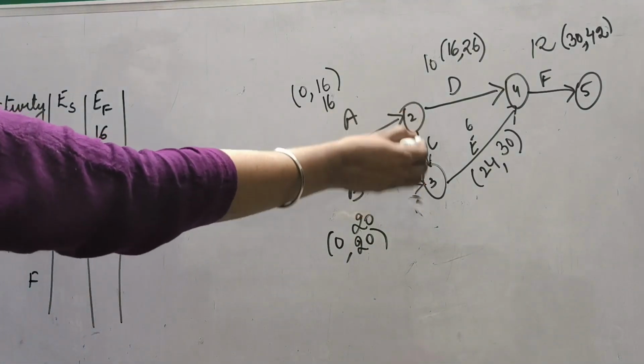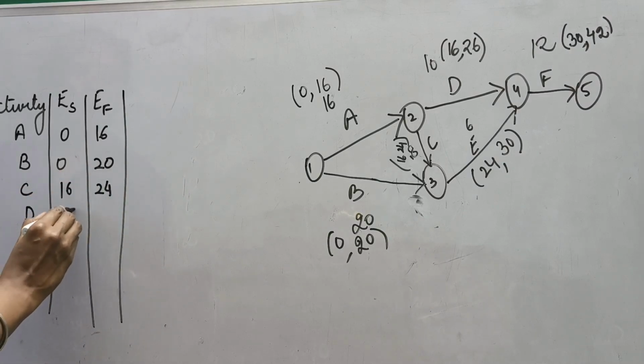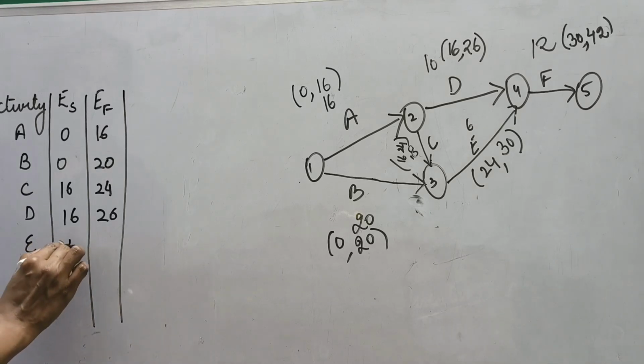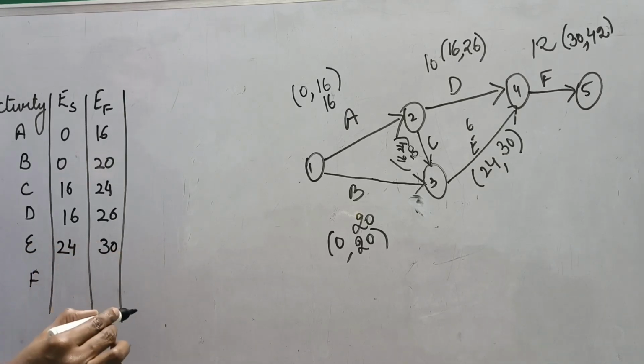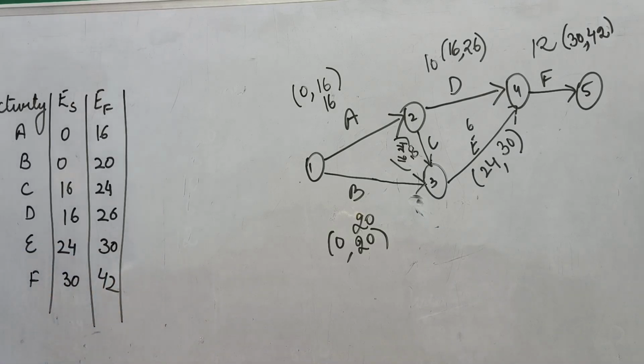For C activity 16, 24. For D activity 16, 26. For E activity 24 and 30. For F activity 30 and 42. So just note it down.